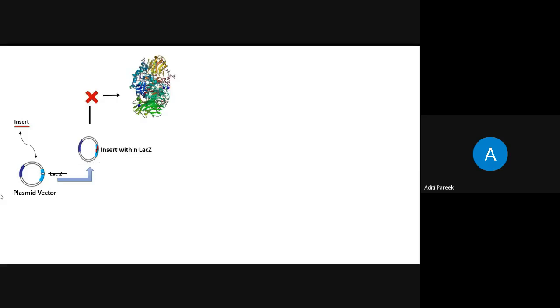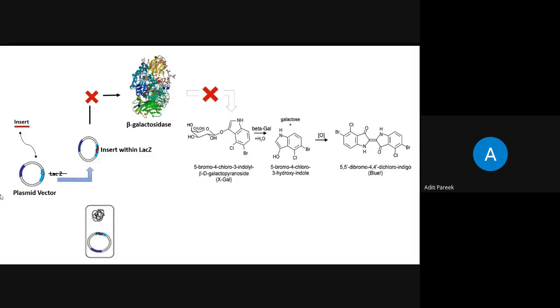Therefore, functional beta-galactosidase enzyme is not produced. So no further reaction will take place. And the colonies we observe on the plate will be white in color, and there will be the gene of interest inserted within the plasmid of these bacterial cells.